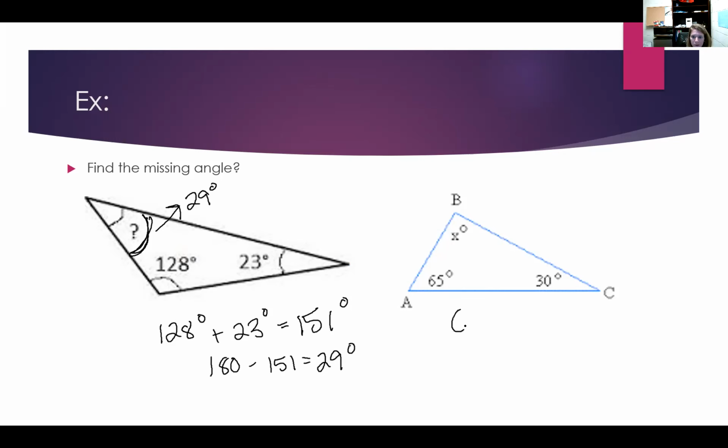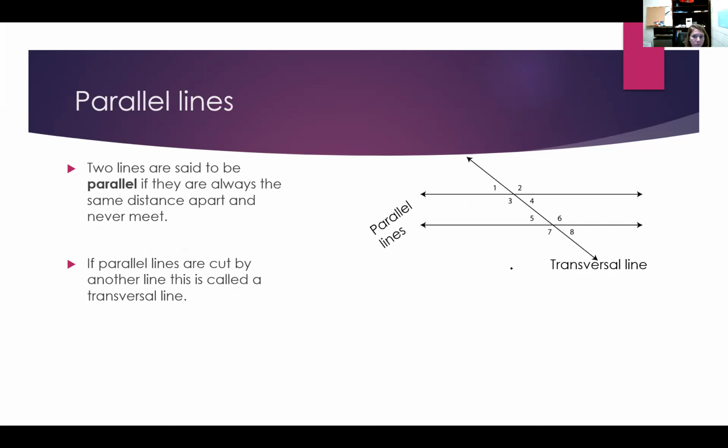All right, so again, we're going to do 65 degrees plus 30 degrees, and that's going to give us 95. And then we'll do 180 degrees minus your 95 degrees, and that's what's going to be x, which is left over, and that's going to give us 85 degrees. If you ever did this and it was more than 180 degrees, that means it's not a triangle, okay?